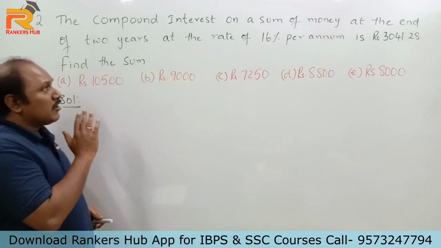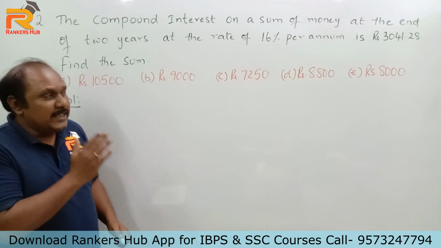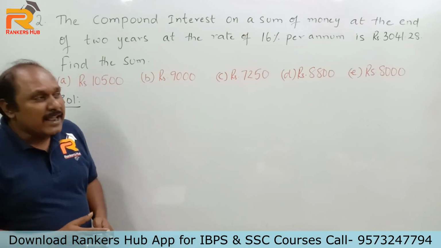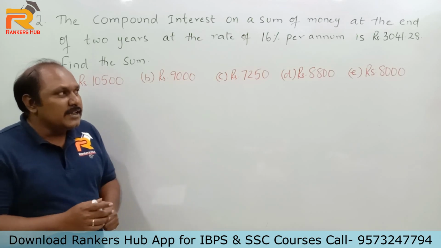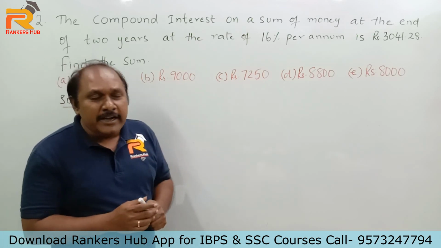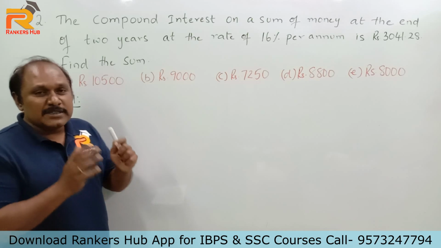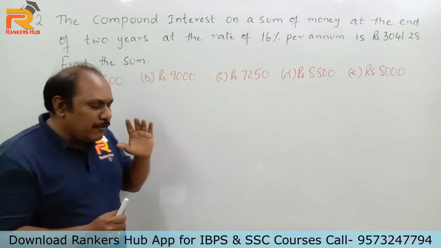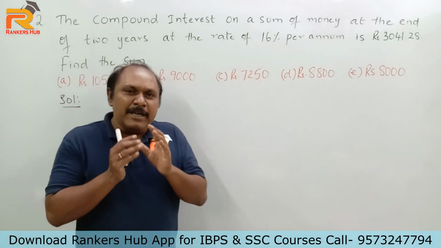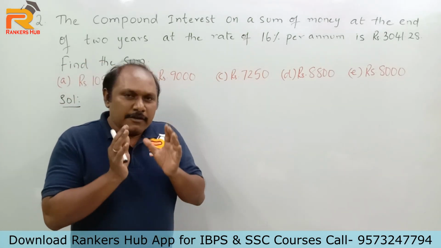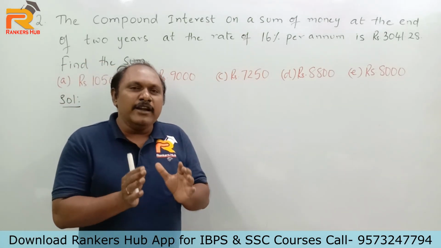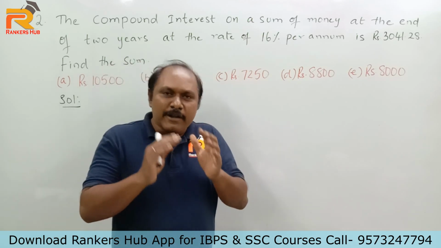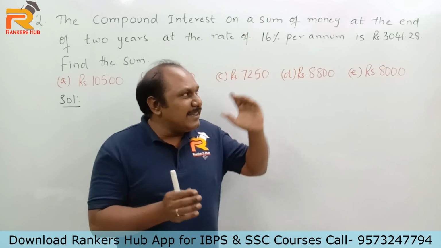Now, the question is, the compound interest on a sum of money at the end of 2 years at the rate of 16% per annum is rupees 3041.28. Find the sum. Sum in the sense of the principal. What is the principal? Now, if you want to answer this question, many students may apply the formula to find the amount, P into 1 plus R by 100 whole to the power of N will be the amount. From that, if I subtract the principal, I'll get the interest.